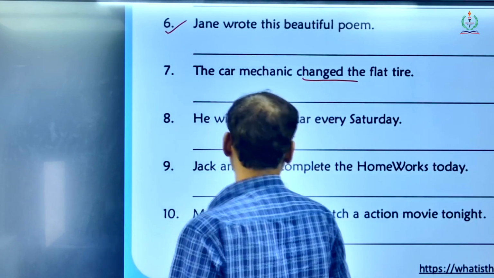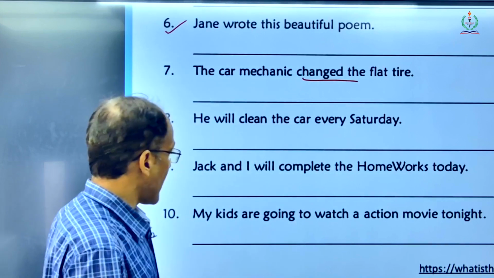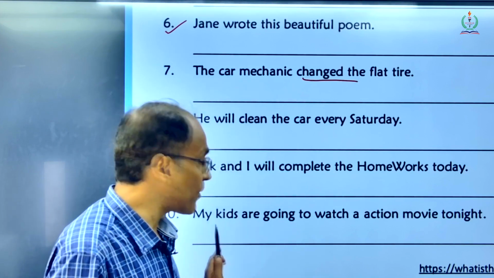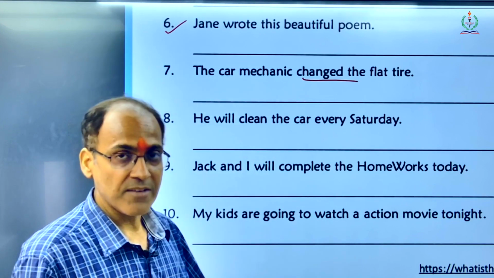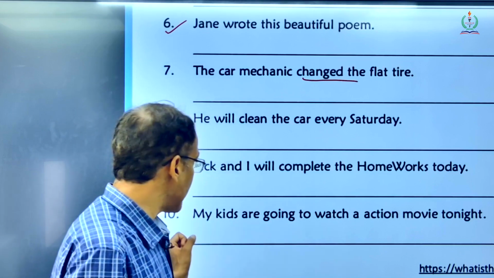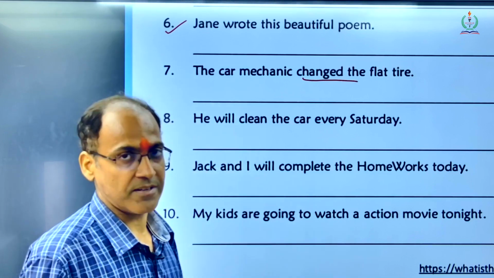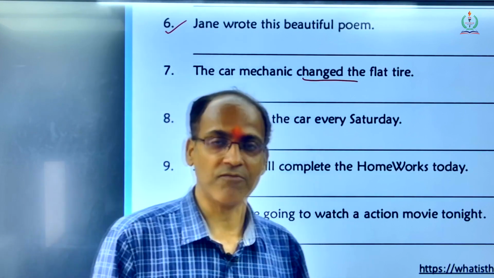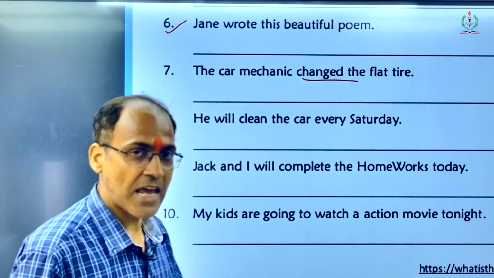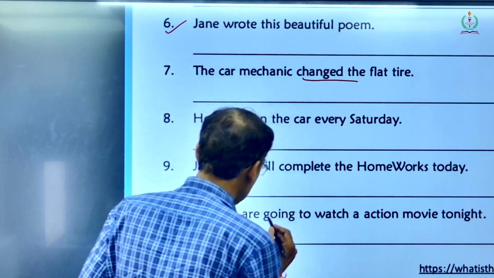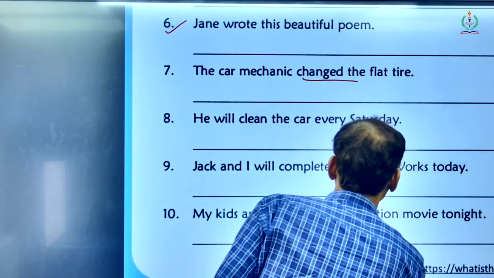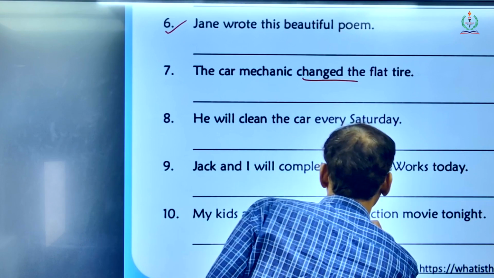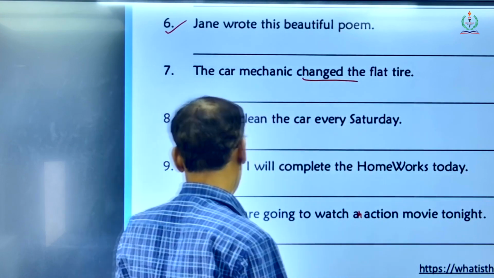Now, getting back to the last question, and I think this is a bit trickier question, because this is also an example of a verb in future indefinite tense, which is in the active voice, and we have to convert it into passive voice form. But here will or shall is not mentioned, but still it is a verb in future indefinite form. So we just have a look into the question first. My kids are going to watch an action movie tonight.